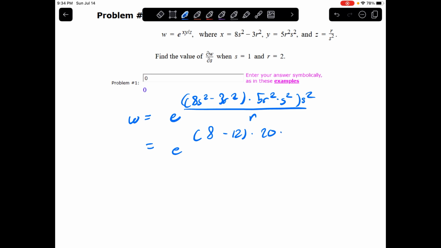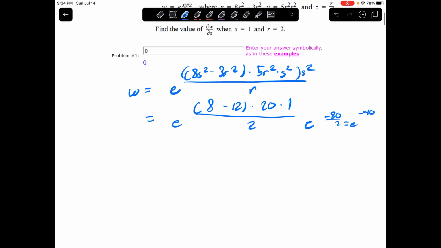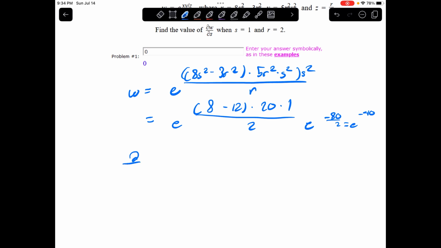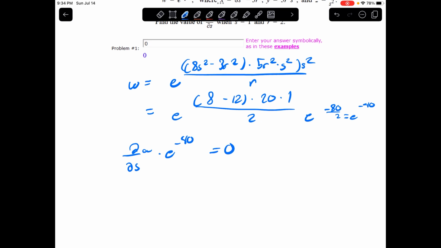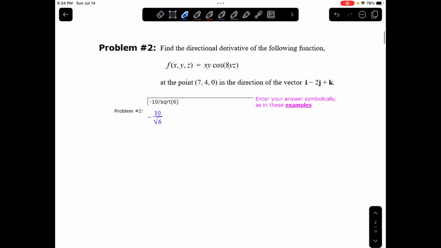times 1, I guess if you want, all over 2, so it's going to be e, and this is really elaborate for no reason, and then it's minus 4 times 20, so negative 80 over 2 equals e to the negative 40. So you're taking the partial derivative with respect to x from e to negative 40, which is just 0. Now I did it a much more complicated way, but you could do it the same way as that.